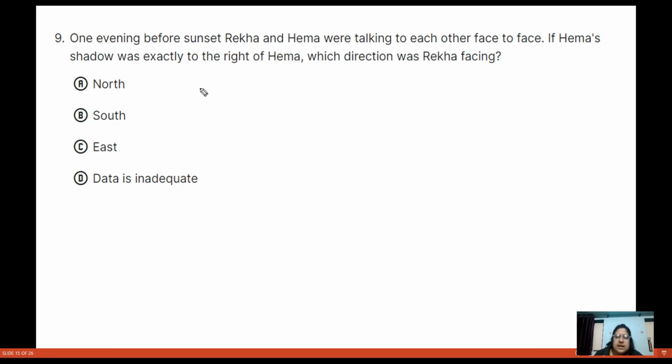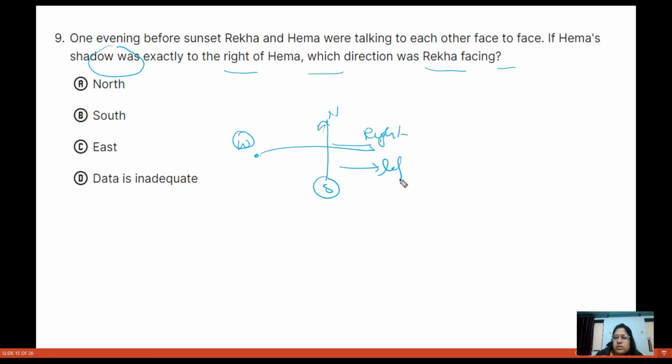One evening, before sunset, Rekha and Hema were talking to each other face to face. Now this is evening. Remember, this is evening. So whenever it is evening, your shadow will be towards your side. If you are facing towards the north, your shadow will be towards your right. And if you are facing towards the south, your shadow will be towards your left. So remember this direction. Now it says one evening before sunset, Rekha and Hema were talking to each other face to face.